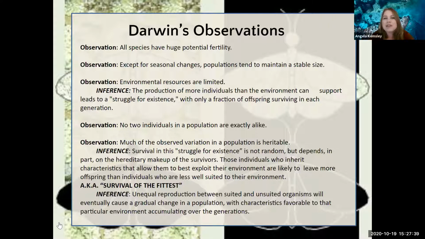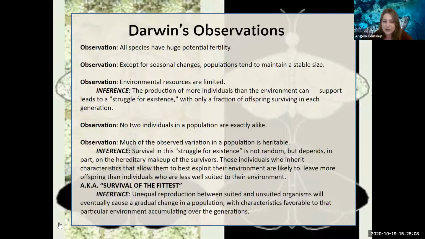So here's Darwin's first inference. The production of more individuals, of more babies than the environment can support, leads to a struggle for existence, and only a small number of those offspring survive in each generation. So, next observation, no two individuals in a population are exactly alike. Next observation, much of the observed variation, those different adaptations, are heritable.